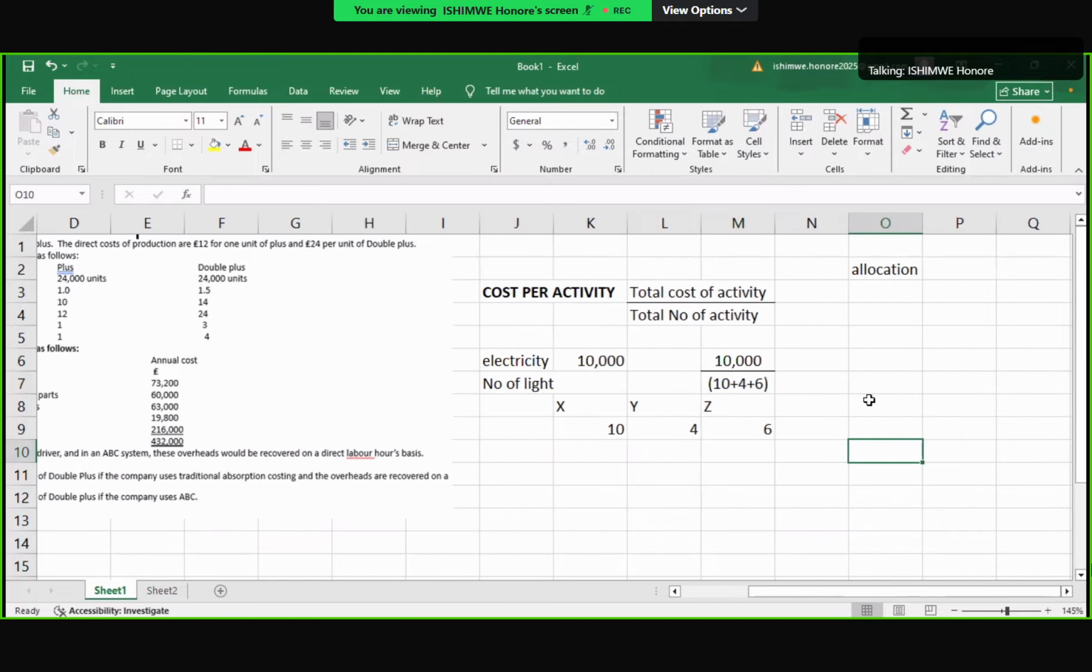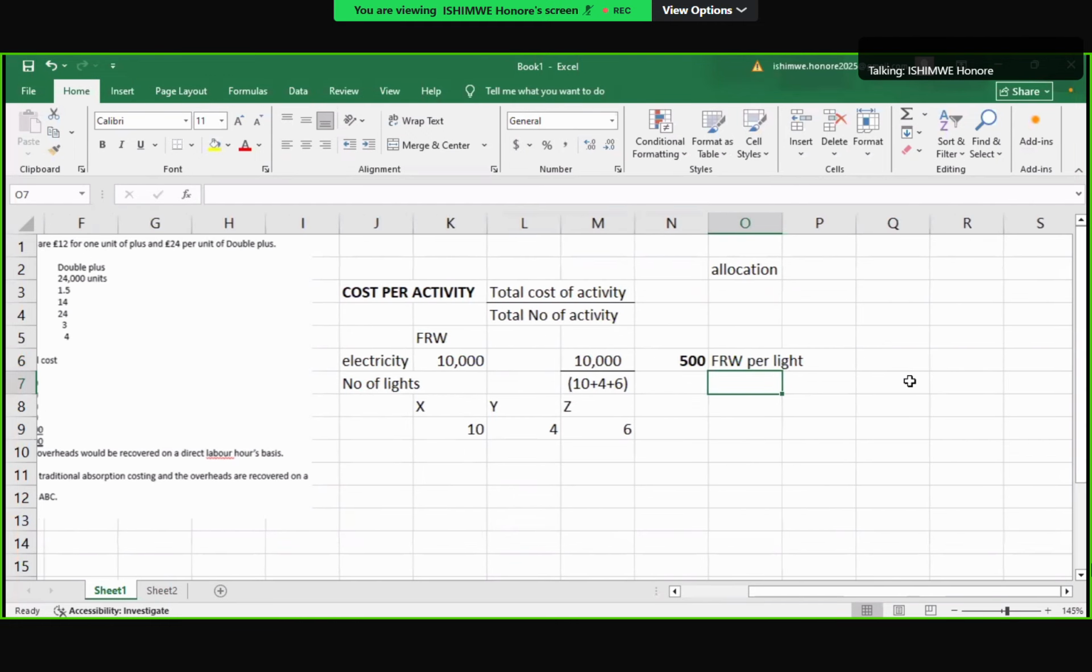Now, cost per activity: remember this is money and this is number of rights. So what I'm going to get is 10,000 divided by the total of this, which is 20. So it is 500. This is money; let's say this money was in francs. This is 500 francs per what? Per right. This is the number of rights. Now we get 500 francs per right.